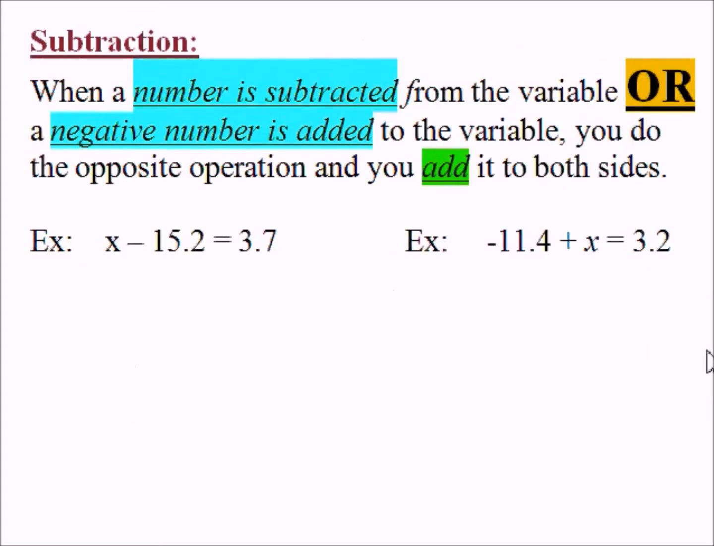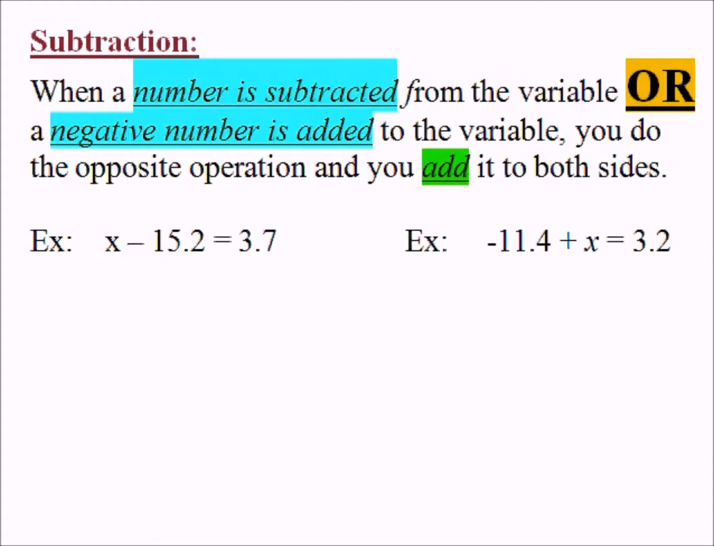All right, how about subtraction? When a number is subtracted from the variable, or, notice the big huge or, a negative number is added to the variable. So if either of these conditions is met, you do the opposite operation and you add that number to both sides. Let's take a look at a couple of examples.